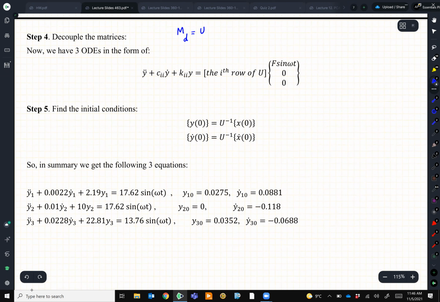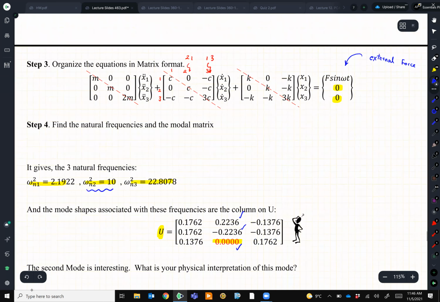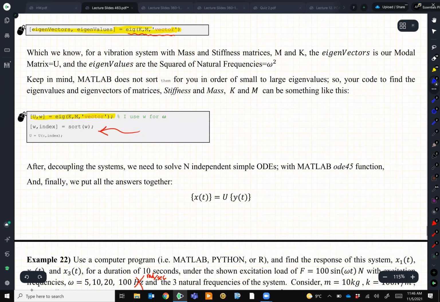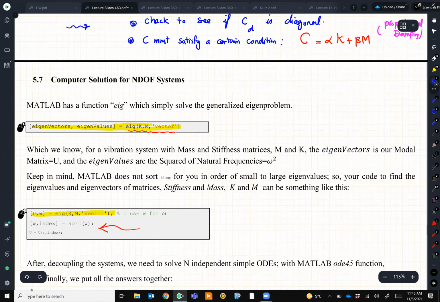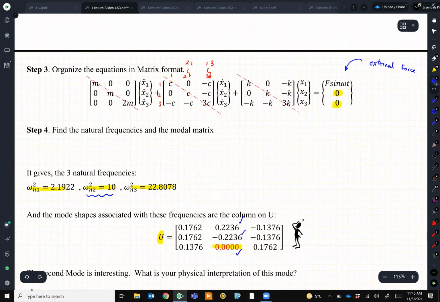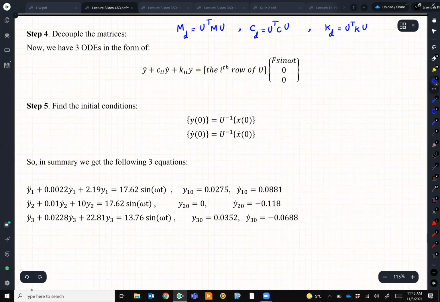MD, which is UT and U, CD, which is UT and U, and K diagonal is UT and YN. No, sorry, it has to be C and K. I hope I didn't make the mistake before. No, correct. All right. Sorry, just a quick check.